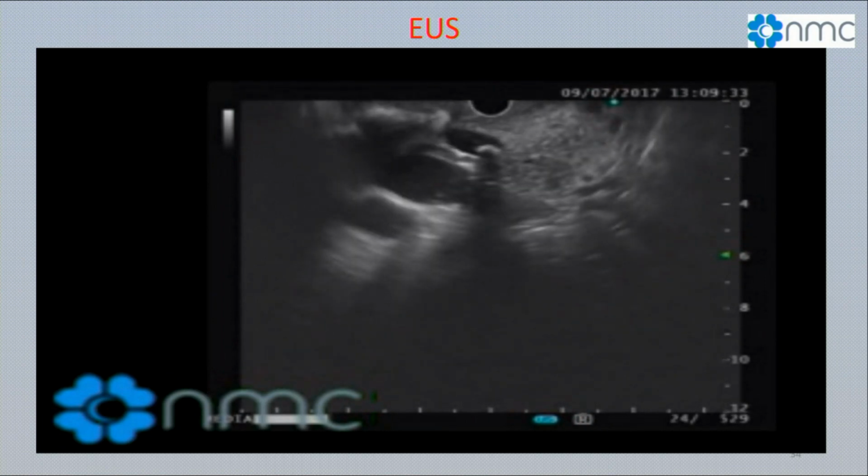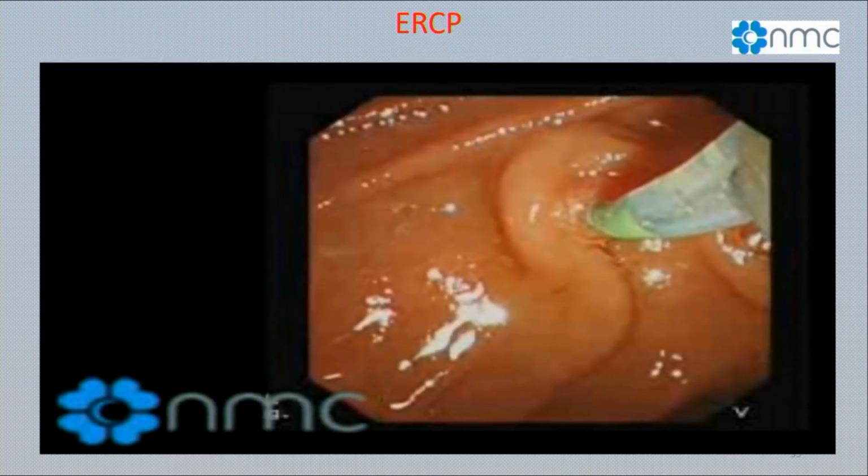It's not showing there. So this patient was taken up for ERCP in the same sitting.